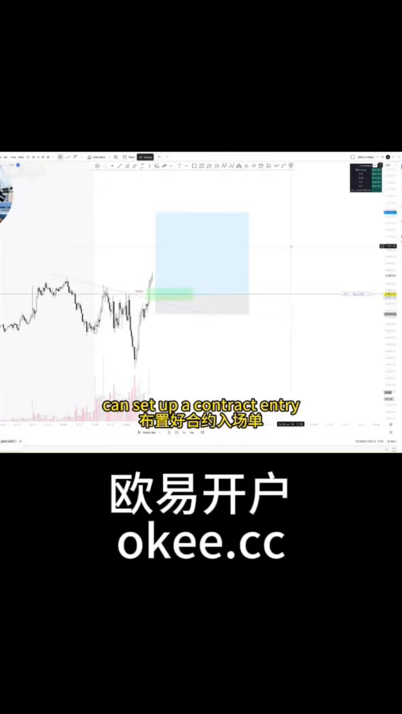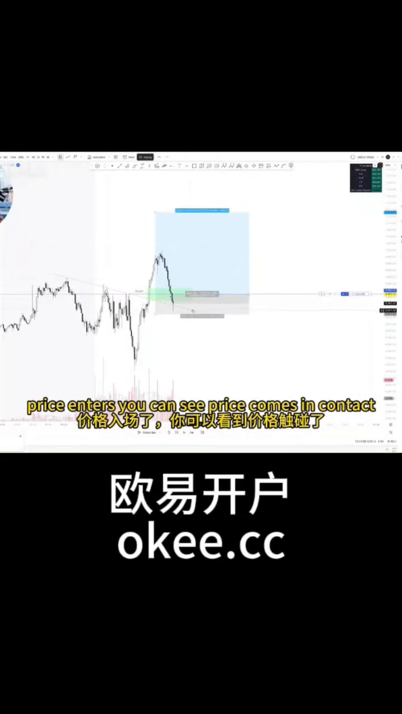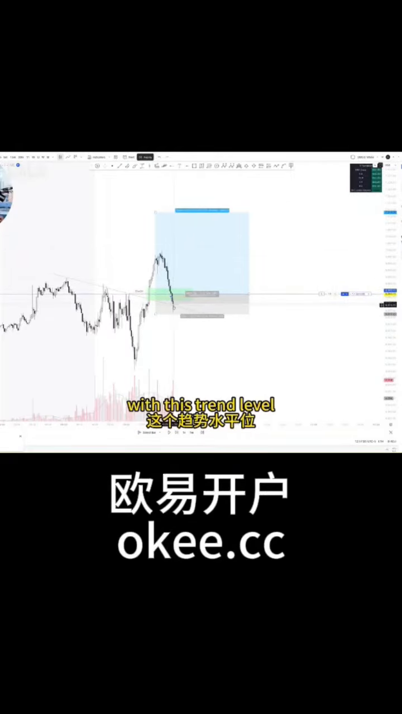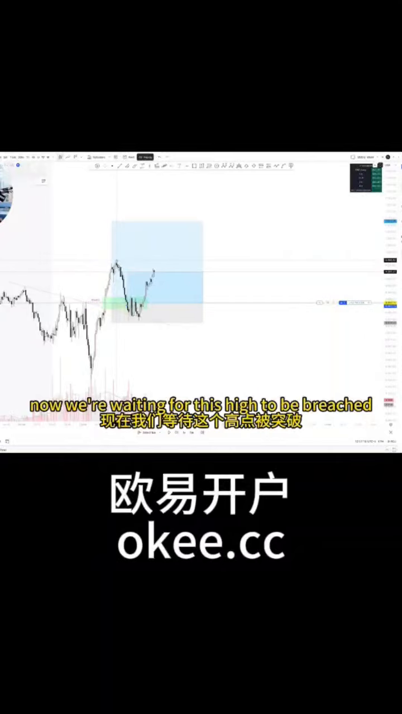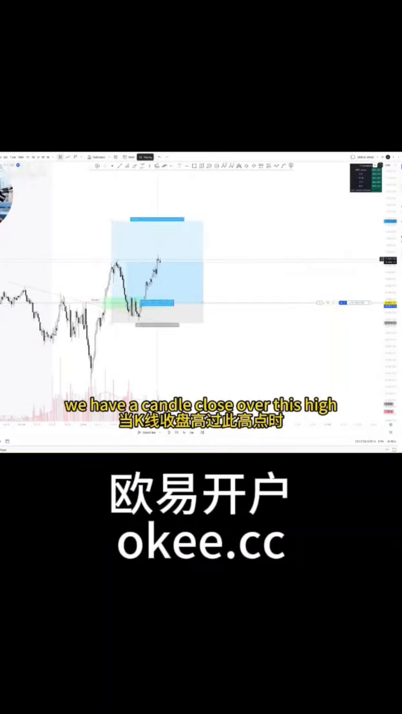that retest area. So I'll go underneath this next candle here, set my take profit to 1 to 4, can set up a contract entry, price enters. You can see price comes in contact with this trend level before making a response. Now we're waiting for this high to be breached. We have a candle close over this high.